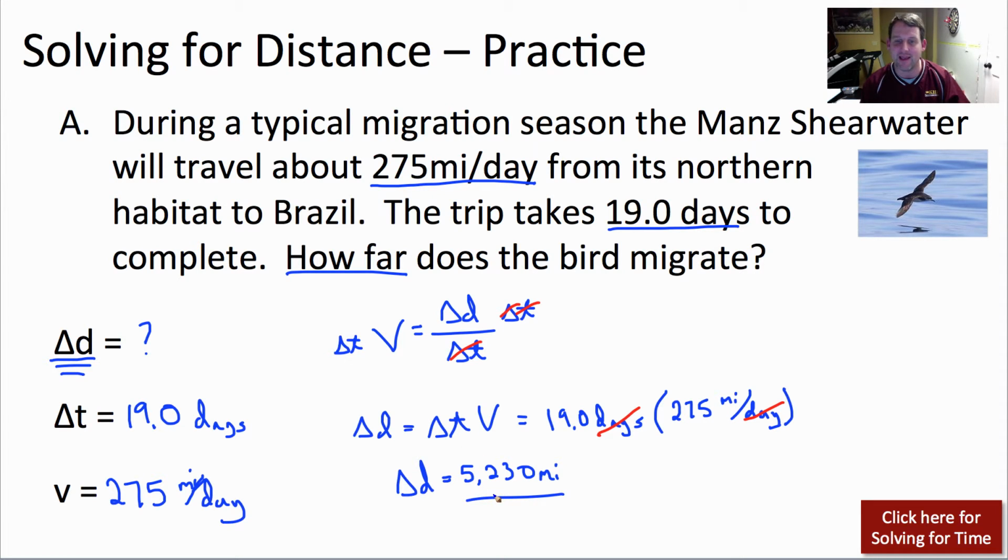Then they come back in the spring. So in the wintertime, they travel down to Brazil, they feed, they breed, they head back up north in the summertime.